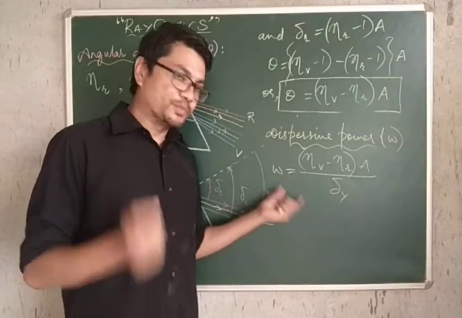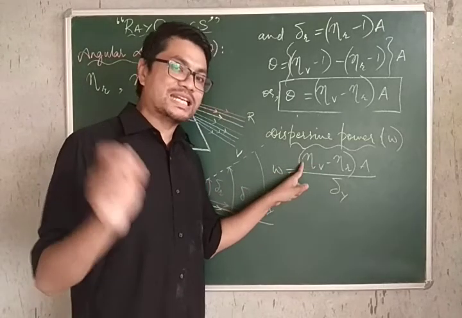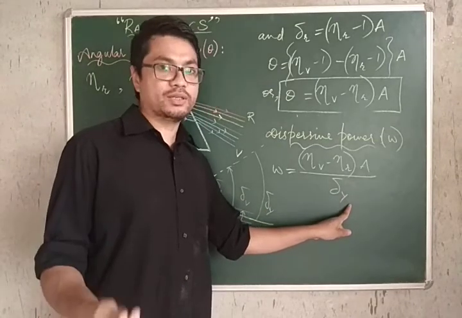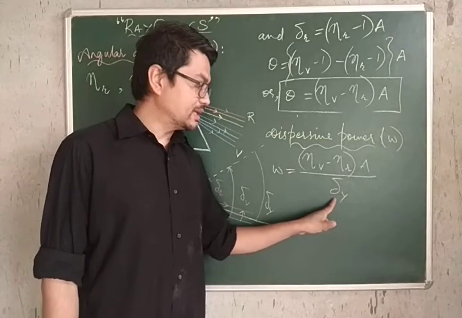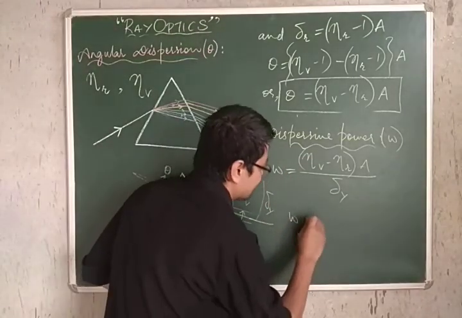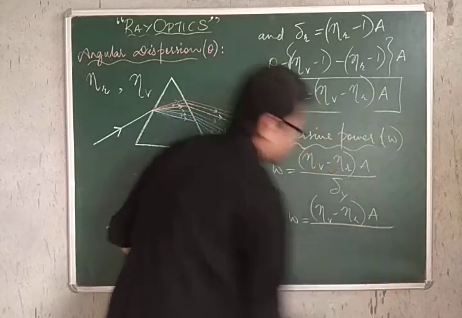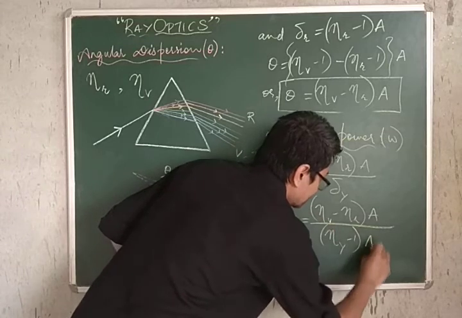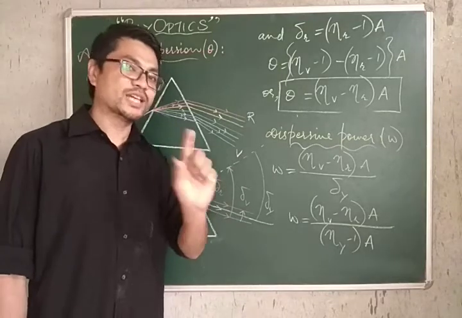So this is how you can define it. The dispersive power of the prism is defined as the ratio of the angular dispersion between red and violet light to the minimum deviation suffered by the mean ray or the yellow color of light. And delta Y is minimum deviation, mind you, because we are considering the case of thin prism. So this can be written as (eta V minus eta R) into A divided by, for yellow light, (eta Y minus 1) into A for delta Y, where eta Y is the refractive index of the material of the prism for yellow light.